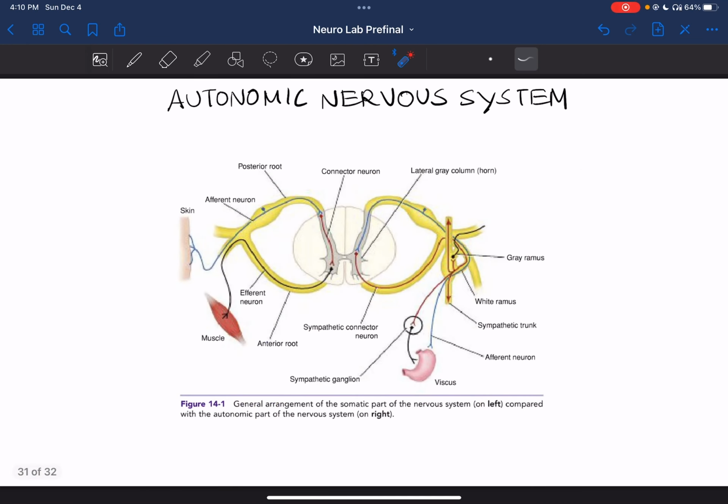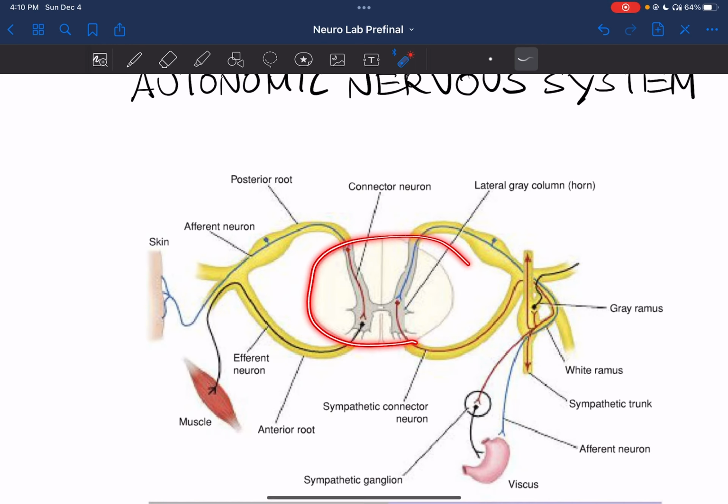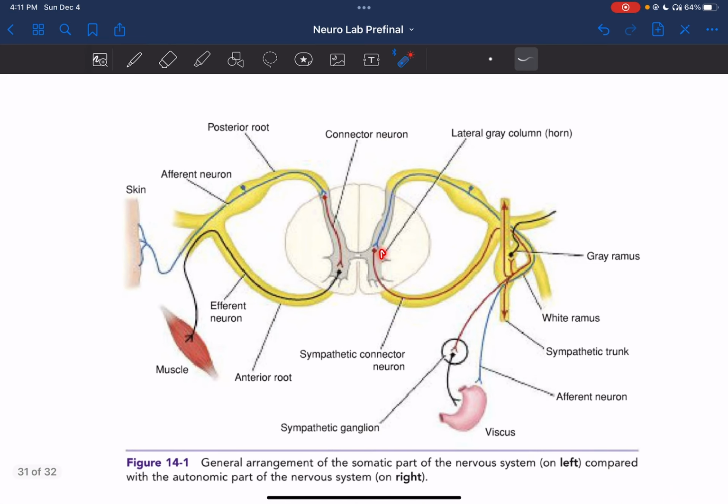Now finally, what to remember in the autonomic nervous system? In the autonomic nervous system, remember this is the spinal cord, this is the anterior part, this is the posterior part. This is the anterior horn, posterior horn, this is the lateral horn. In the lateral gray column, you will have fibers going through the anterior root, and you will have fibers going through the posterior root too. But the posterior root is going to receive sensory fibers. The anterior root is going to give motor fibers.